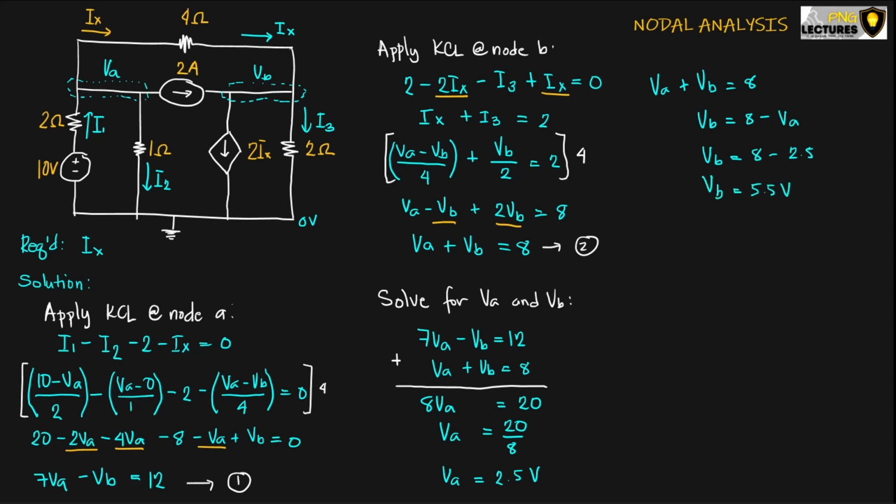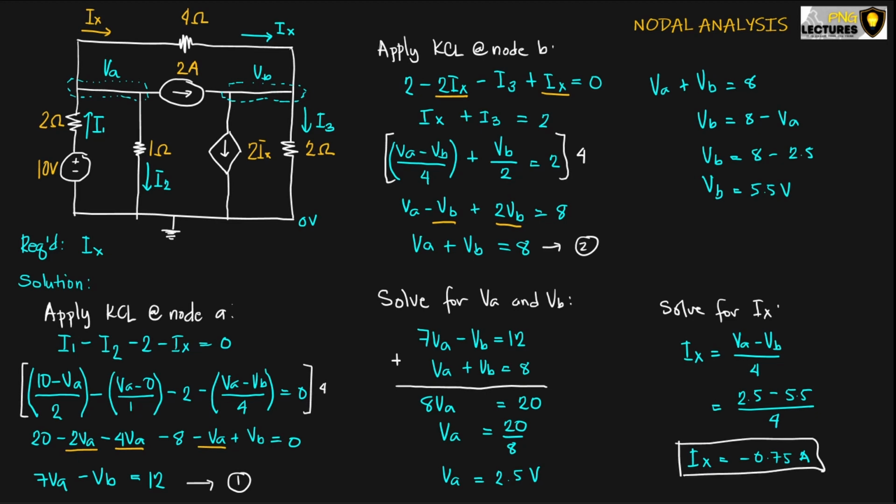Now that we know VA and VB, we can now solve for Ix. Ix, we know, is equal to (VA minus VB) over 4. Substituting the values, we have (2.5 minus 5.5) over 4. So Ix is equal to negative 0.75 amperes. So this is our final answer for this particular problem.